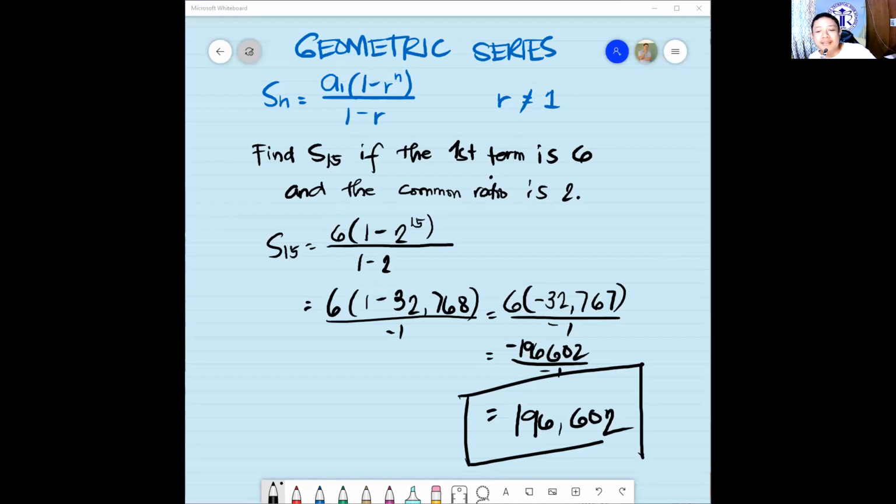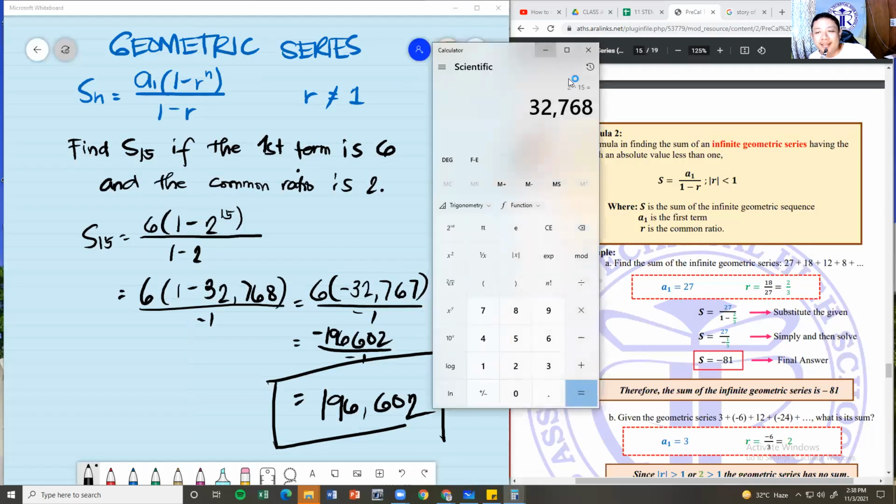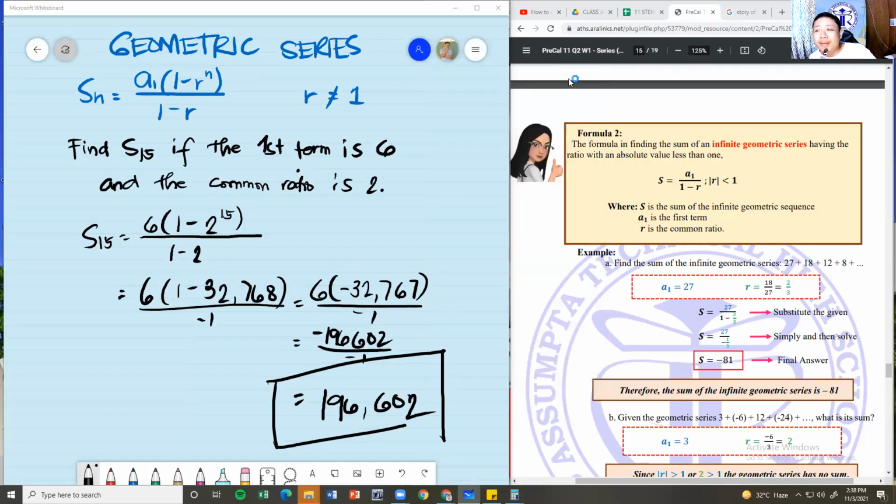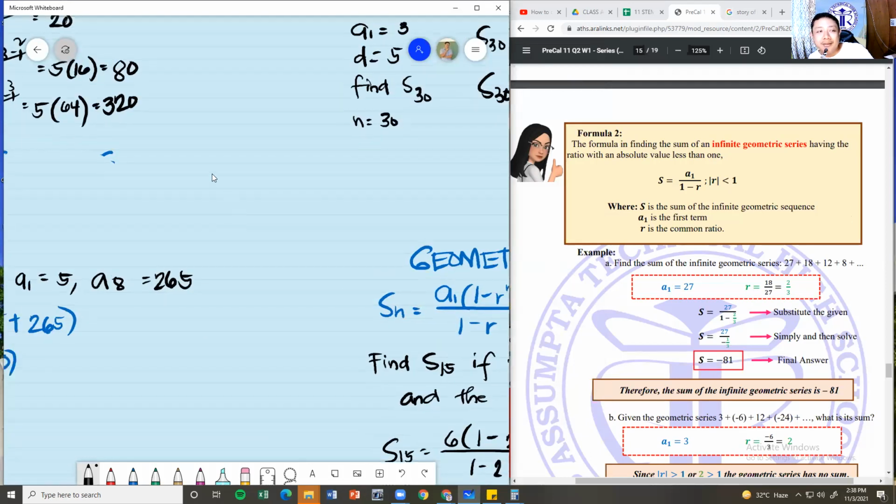Finally, before we end, if you remember the question of Jazel a while ago, sir, what if the geometric series is infinite? Can we still find the sum? That was her question a while ago, right? And the answer is yes. And this is the last part of our discussion, which I already discussed a while ago.